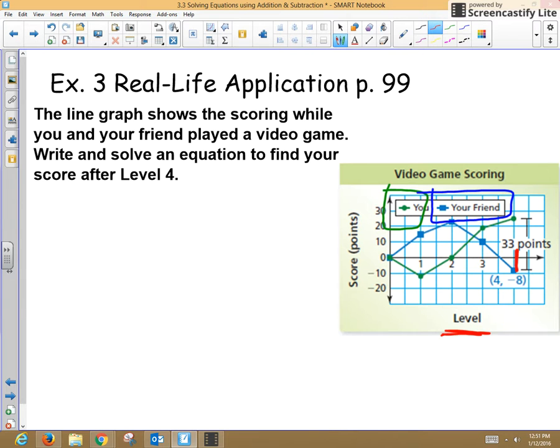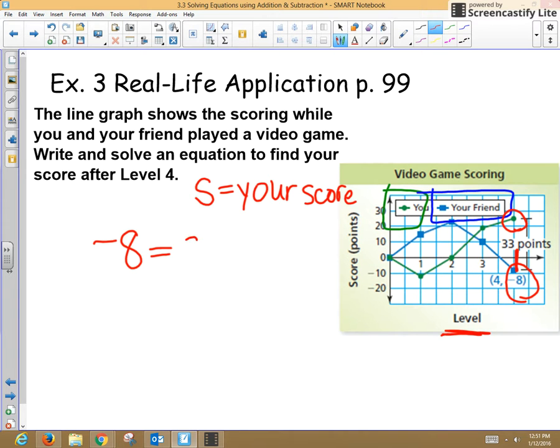Now, if you look at level 4, your friend has -8. There's a difference of 33 points between your friend and your score up here. So we need to write and solve an equation. Let's say your friend's score is equal to the difference between your score. I'm going to say S equals your score. -8 is equal to your score minus the 33 points. Because if we start up here, if we call this S, S minus 33 will equal -8.